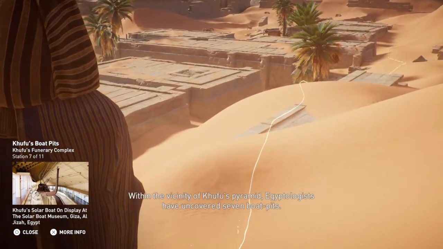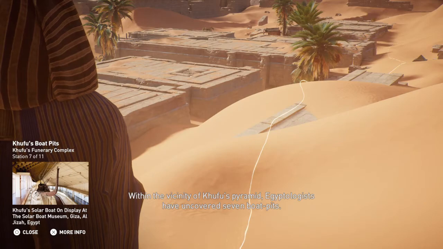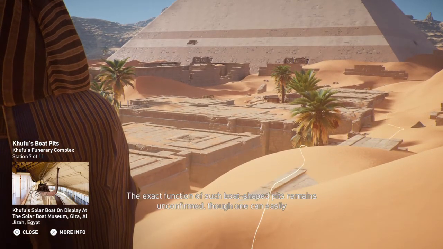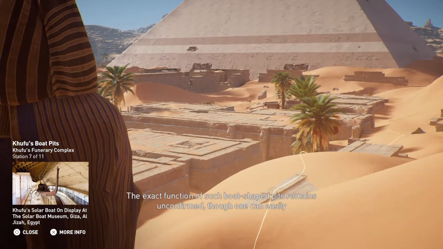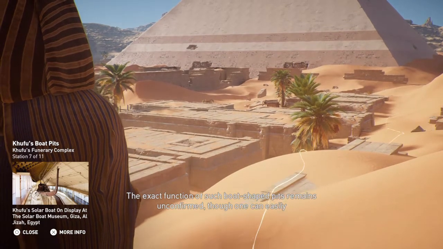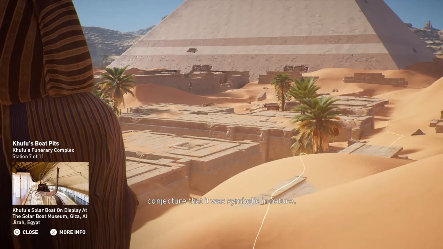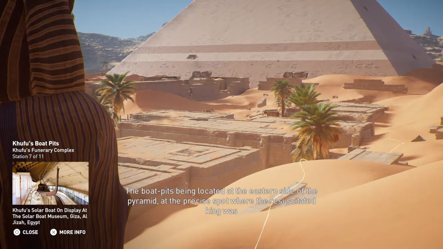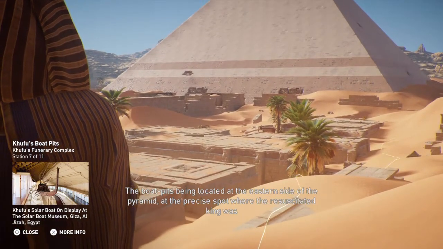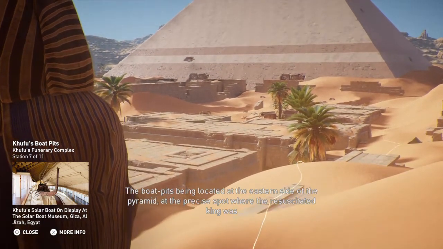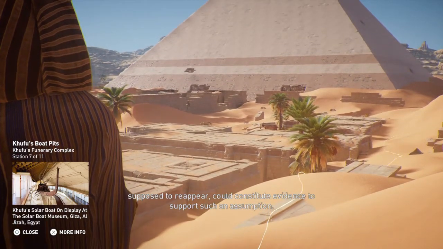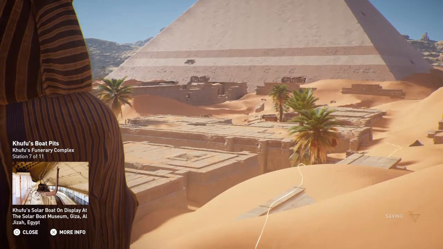Within the vicinity of Khufu's pyramid, Egyptologists have uncovered 7 boat pits. The exact function of such boat-shaped pits remains unconfirmed, though one can easily conjecture that it was symbolic in nature. The boat pits being located at the eastern side of the pyramid, at the precise spot where the resuscitated king was supposed to reappear, could constitute evidence to support such an assumption.